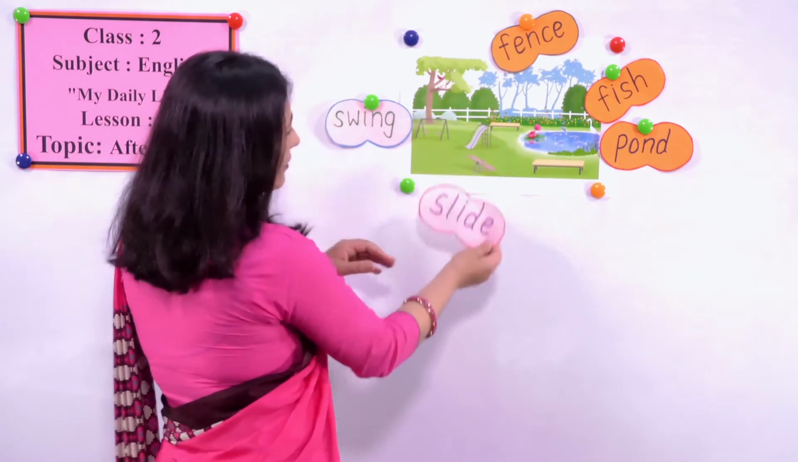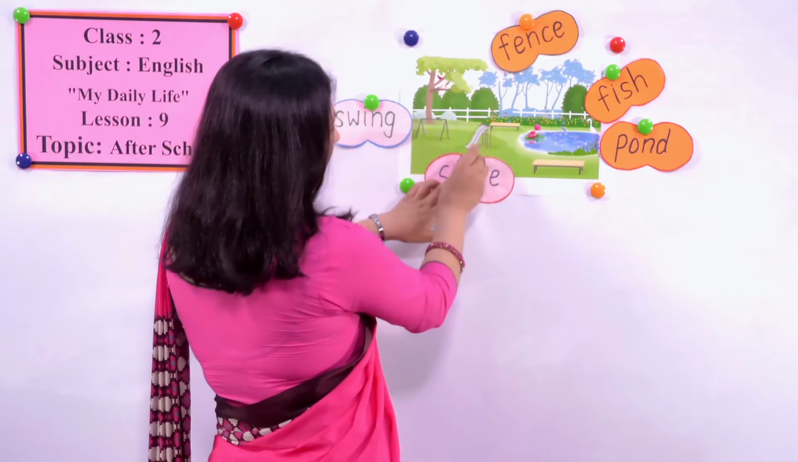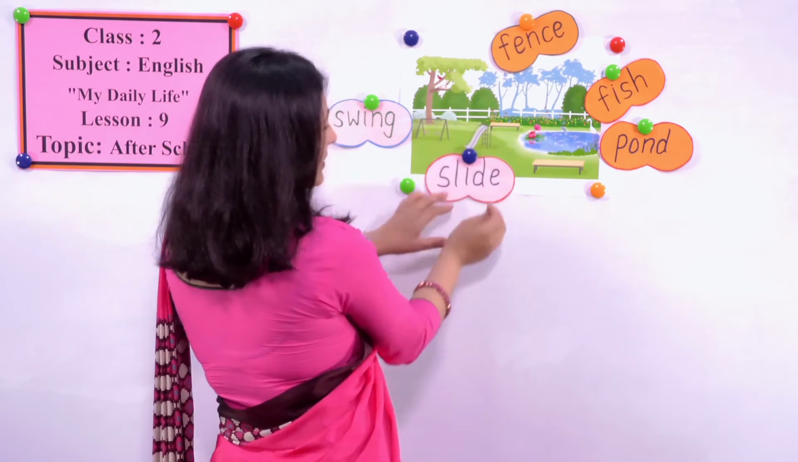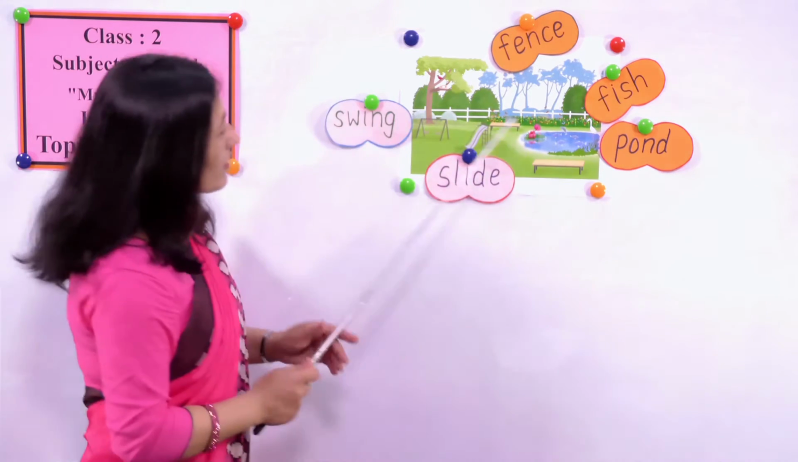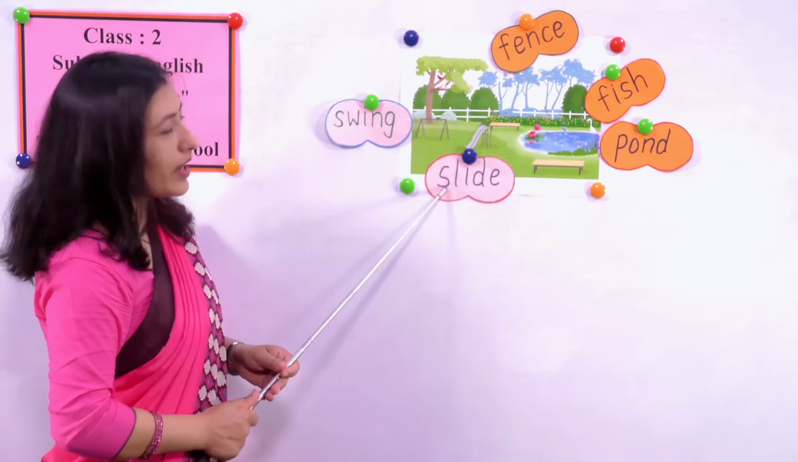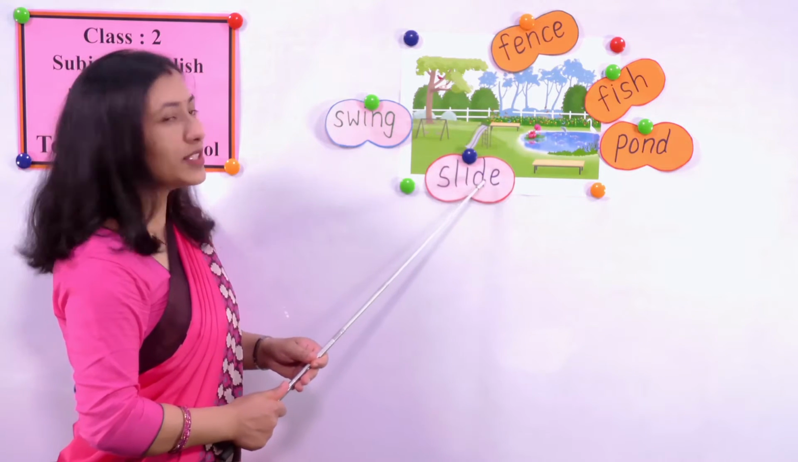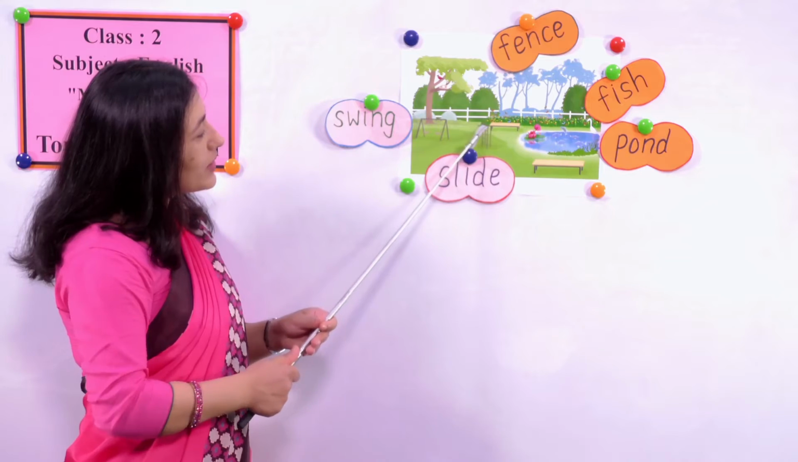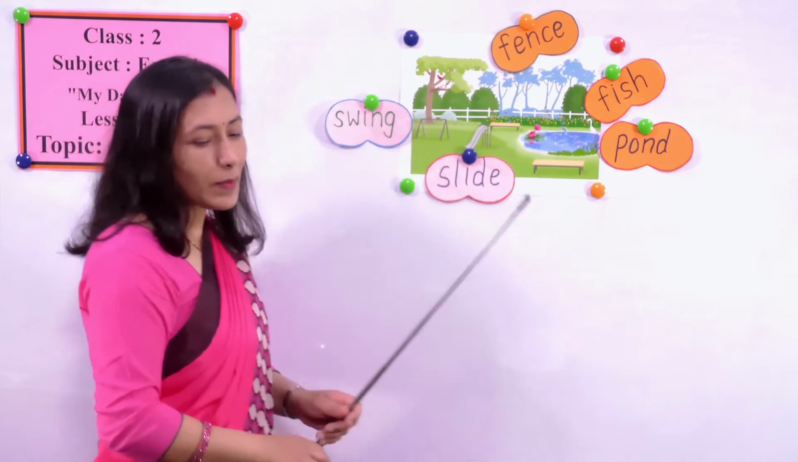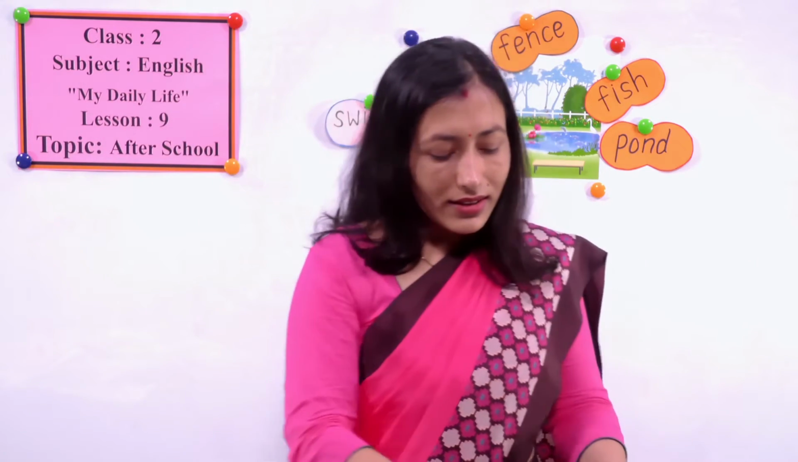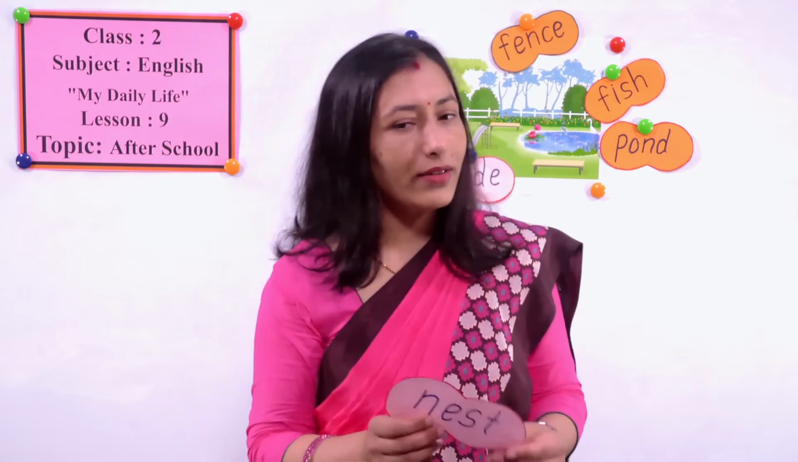And here we can find slide in the picture. Look at here. Where is slide? S-L-I-D-E. Slide. Here is a slide. Yes? Okay. Now, the next word about the object.